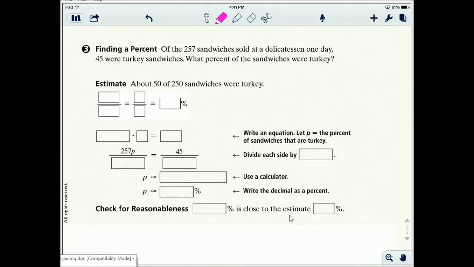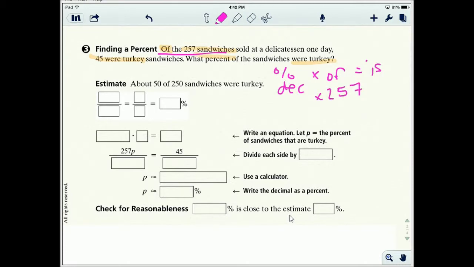Okay, so to finish off, let's look at example 3. In example 3, it tells us that we have of, so the total is 257 sandwiches that were sold. 45 were turkey, and they want to know what percent were turkey. Remember that this is going to be the percent as a decimal times the of equals the is. Now, do we know the of? Yes, we do. It's right there. So my of is 257, and I don't know the percent, so that's a question mark.